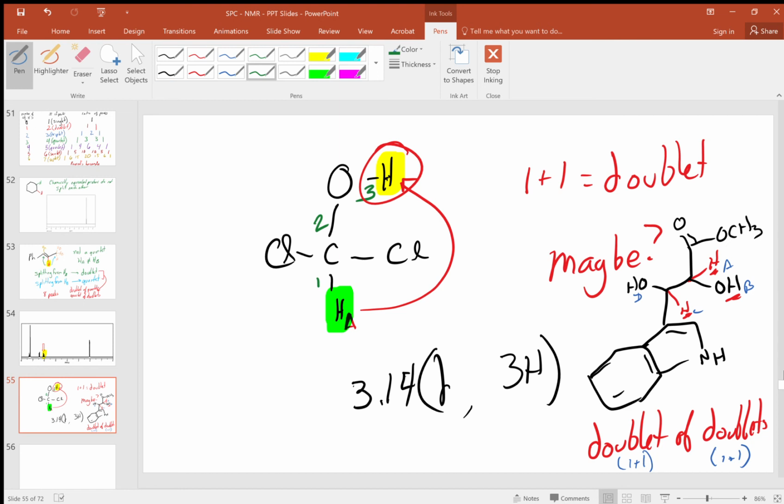So from here, you should go ahead and get out in-class exercise number 12, which will give you some practice at determining splitting patterns for hydrogens. And then we'll come back and pick up the last 2 topics for proton NMR, and then get into some practice of interpreting full spectra.